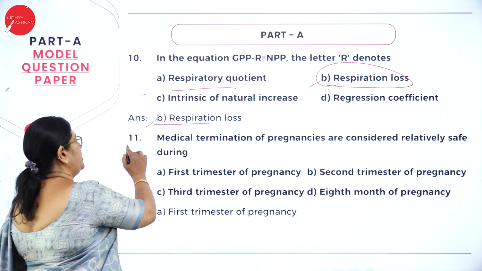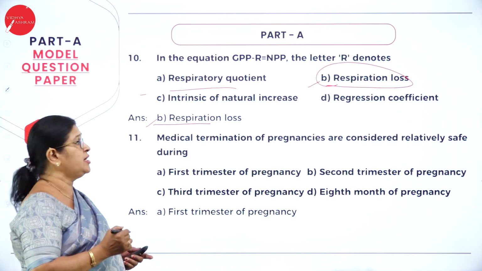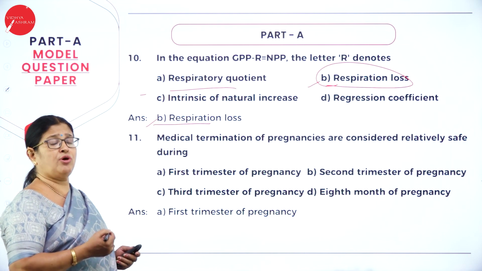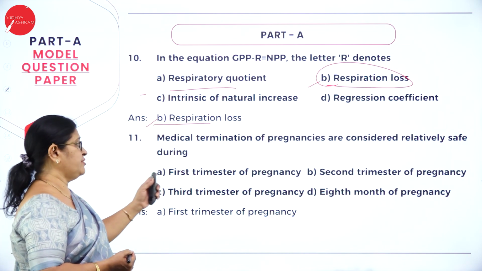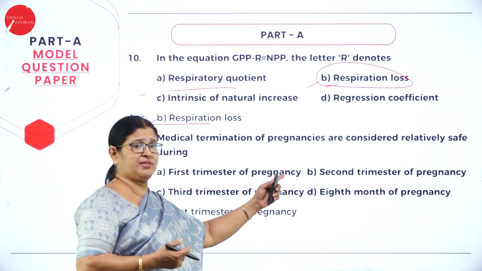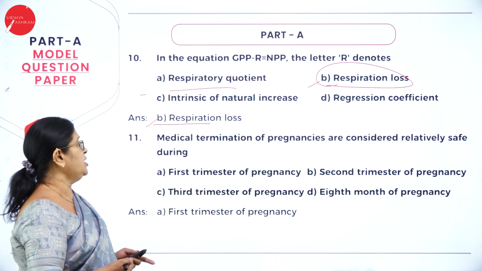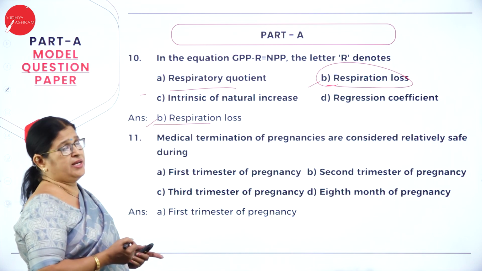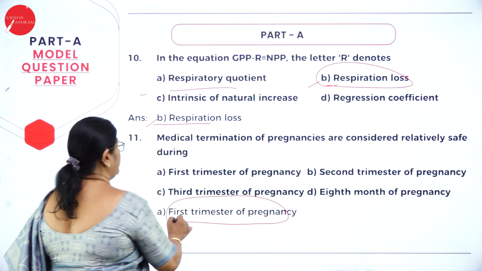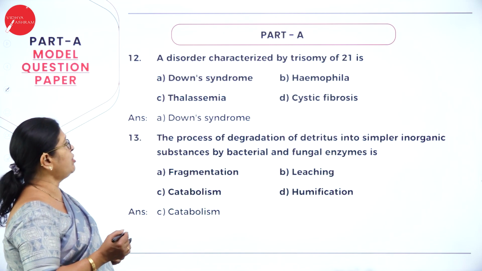Moving on to question number 11. Medical termination of pregnancy is considered relatively safe during which period? So MTP is usually advised at which month of pregnancy in order to avoid the risk factor. Is it in the first trimester of pregnancy, that is the 3 months of pregnancy, or second trimester, that is 6 months, or is it third trimester of pregnancy or 8th month of pregnancy? So usually MTP is preferred in the first trimester of pregnancy, first 3 months of pregnancy, to avoid the risk factor for the mother.